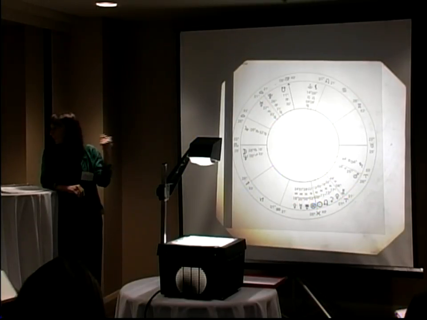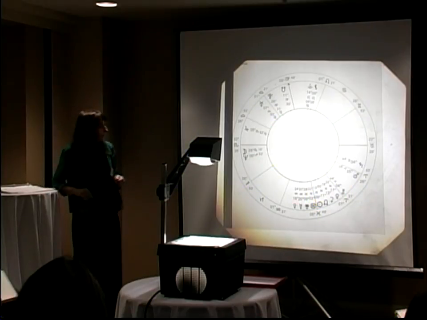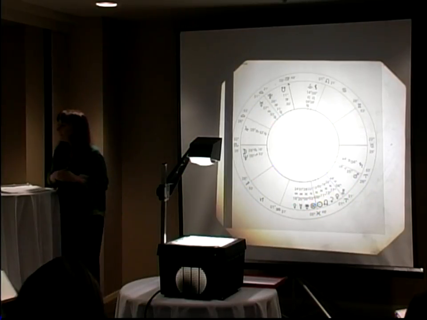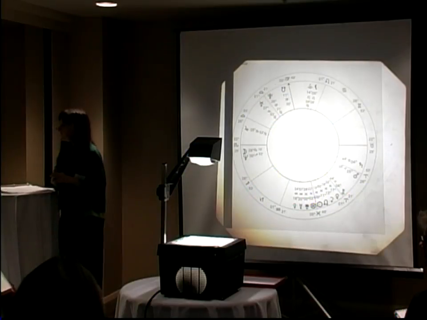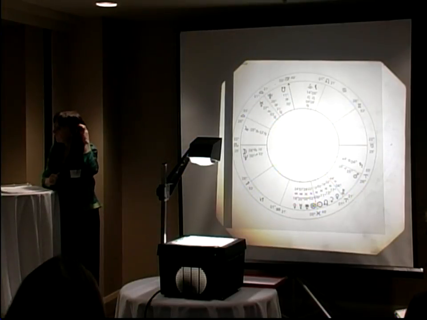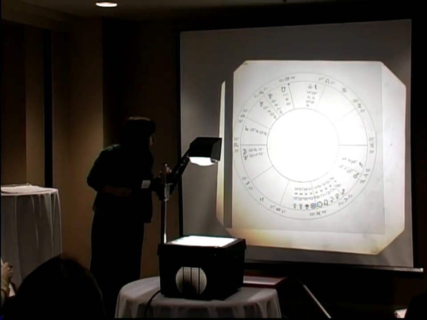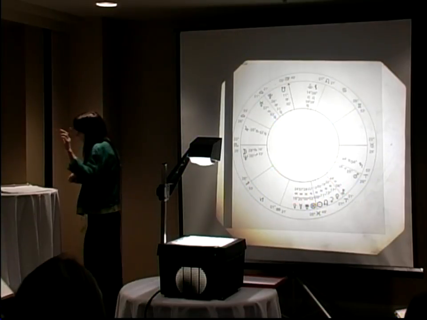Am I going too fast for anyone? Okay, good. Yes, Mark. You're saying it's a sesquiquadrate between Pluto and Mars. Isn't that an inconjunct phase? A second inconjunct, 200 degrees? Yes, I'm sorry, 150 degrees.